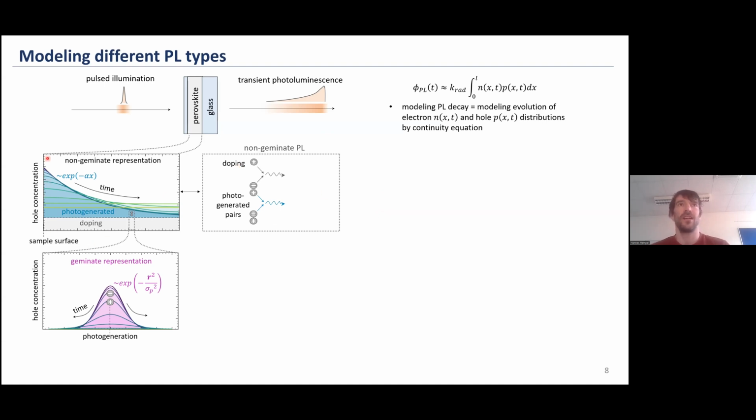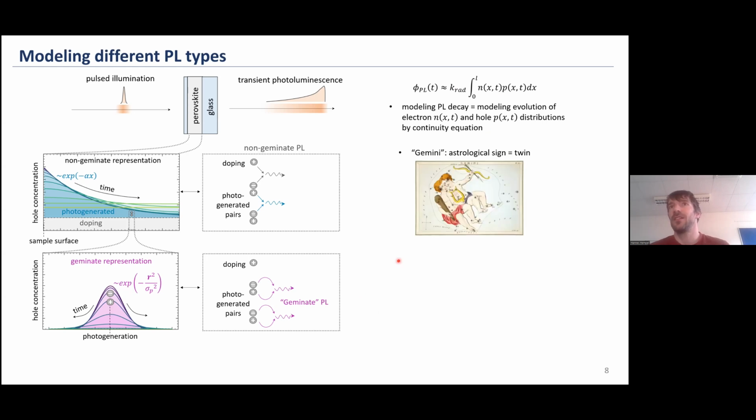If you don't use the frame of the sample as the position here, but you use the position of the photogeneration as the center of your frame, you can have a look at this electron-hole pair here. Initially, they are very close to the position where they are photogenerated, and over time, they will diffuse away. And you can plug also this distribution into this equation here, and you will get from that the geminate PL.